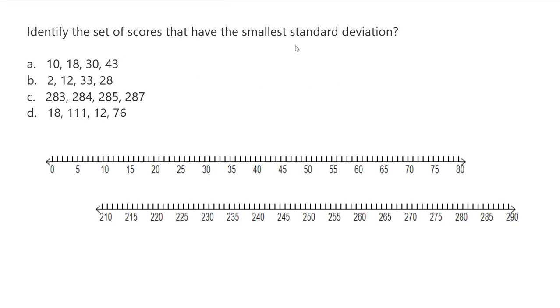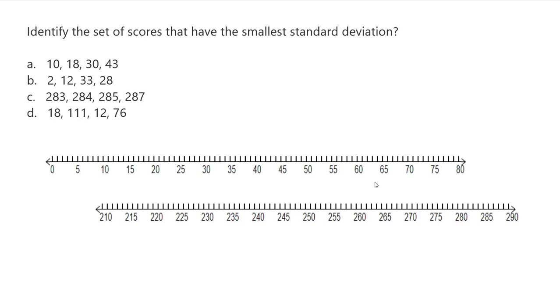Identify the set of scores that have the smallest standard deviation. And you'll see here that for parts A, B, C, and D, I've got 4 different sets of values to work with. Now, I want to point out that on the printout, you don't have these number lines, and so that's not how the question was meant to appear.